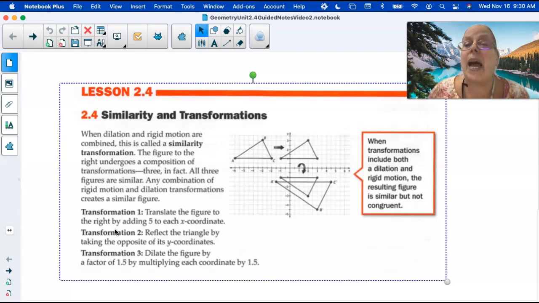Okay, similarity and transformations. Remember, similarity: two figures that are basically the exact same shape. One is probably larger or smaller than the other. That's similarity. If you look at what we have here, notice the transformations that were done to this triangle. We started here and we translated, then we reflected, then we dilated.